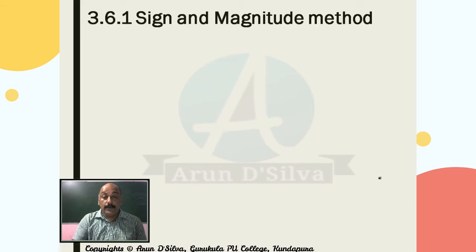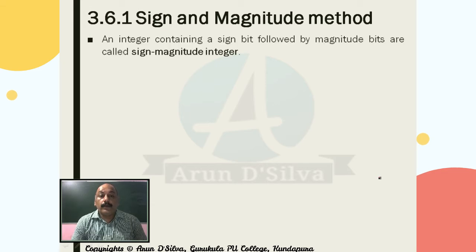So let me move to the sign and magnitude method. What is the sign and magnitude method? This is none other than fixed point representation. An integer containing a sign bit followed by magnitude bits is called the sign magnitude method.